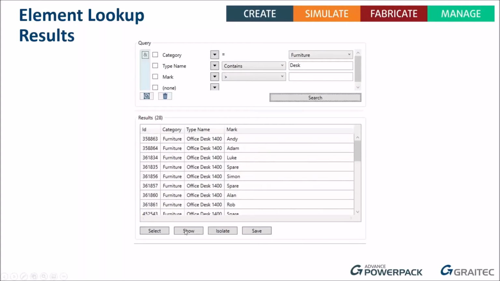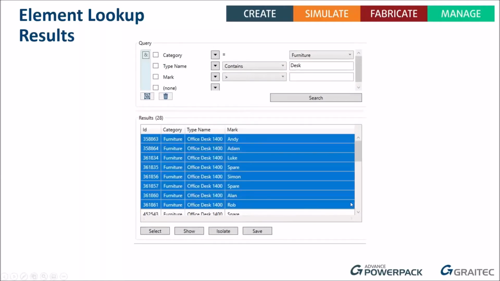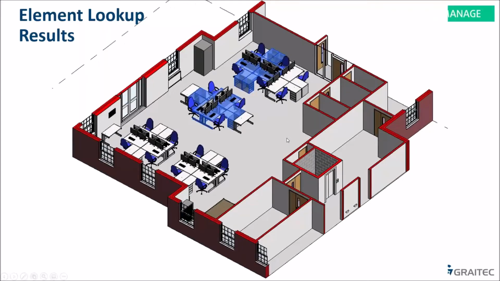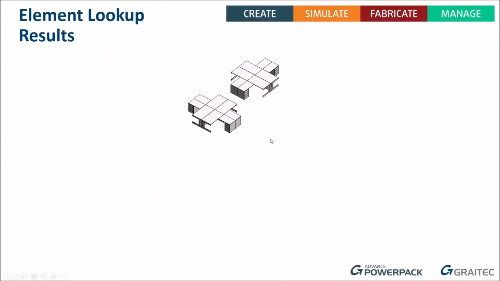So we've got a select, a show, an isolate, and a save, okay? Now select does not relate to selecting elements here. What it means is that if I select certain elements in here and then hit the select key, so over here, if I hit the show key, it will just zoom me somewhere close. But if I hit the select key, it will select all the elements from that list. There was an isolate option in there as well. So if I isolated the search, it would isolate the elements in there too. So again, it makes it very easy for me to do.